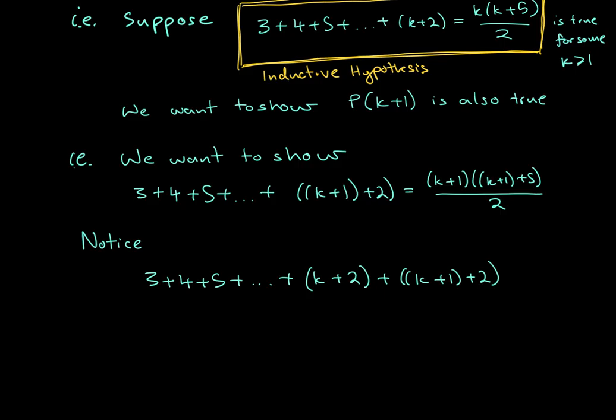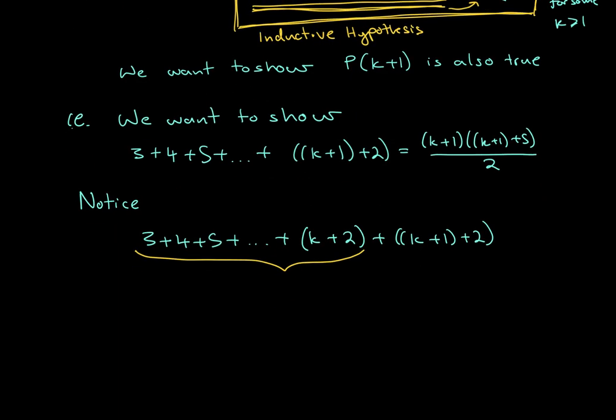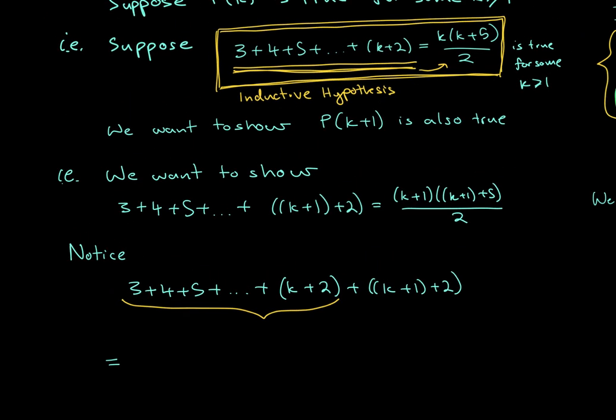But I'm immediately noticing something. This thing right here is this thing right here. And the thing in this yellow box is something I'm assuming to be true. So if I assume that this object is actually the same as this object, then what I can do is simply replace this with this side. So that would be k times k plus 5 divided by 2, plus this extra term right here, k plus 1 plus 2, but I'm just going to write k plus 3. And I want to see something like this because of the inductive hypothesis.